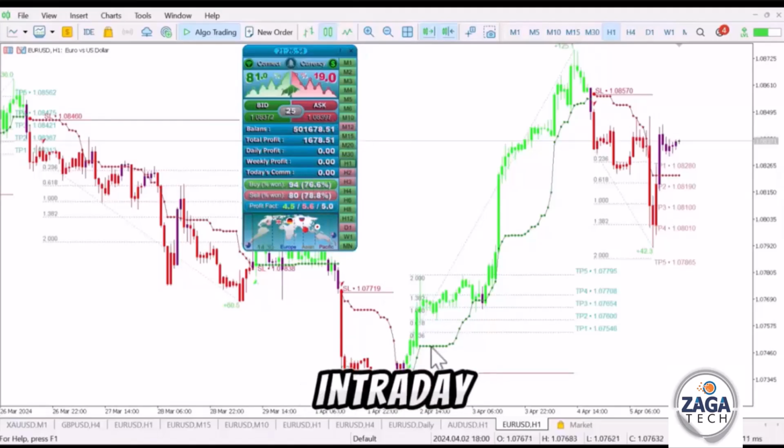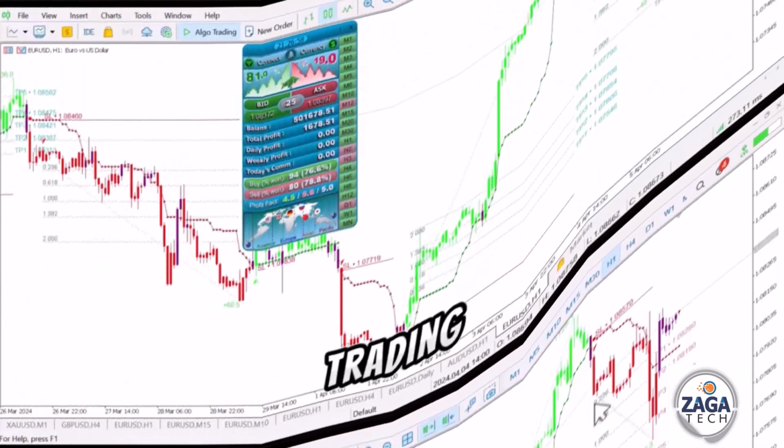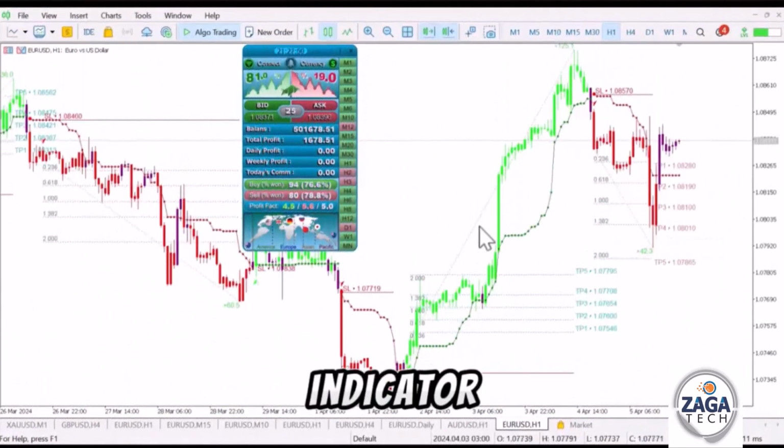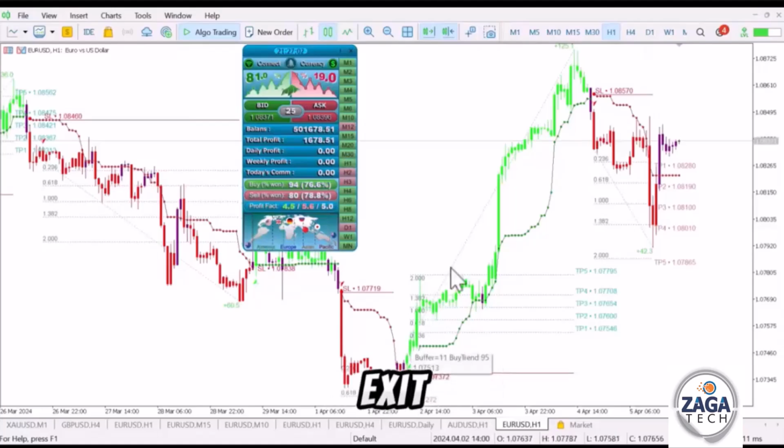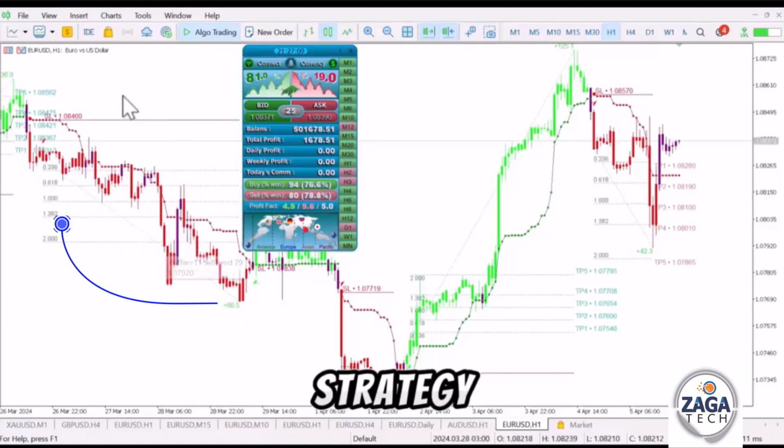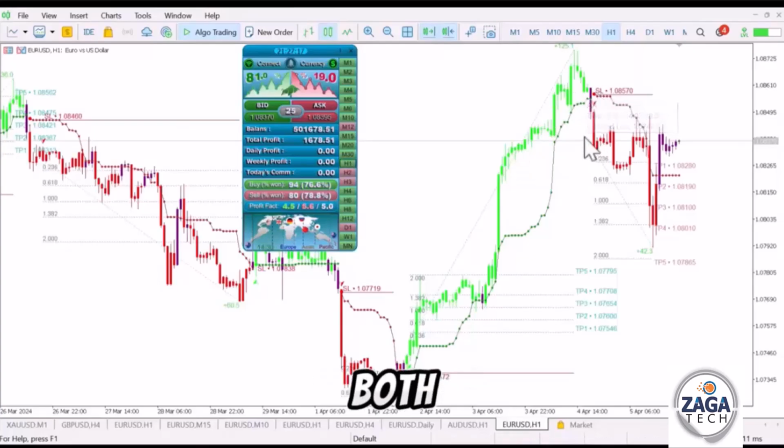4. Intraday trading and scalping strategy. Designed for fast and accurate day trading and short-term trades, the indicator offers precise entry and exit points for traders seeking quick profits. 5. Day and swing trading strategy. With reliable signals for day and swing traders aiming for significant price moves, the Atomic Analyst serves as a reliable tool for capturing both short-term and long-term trends.